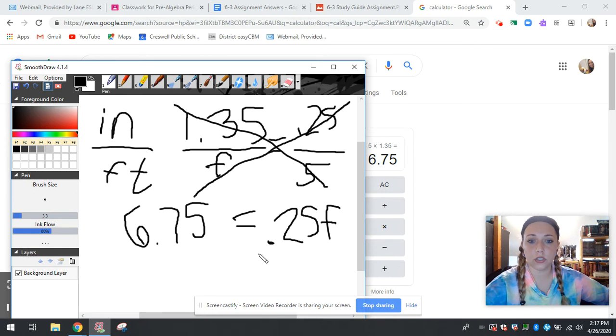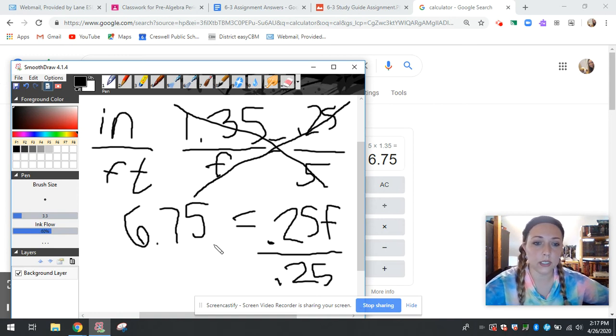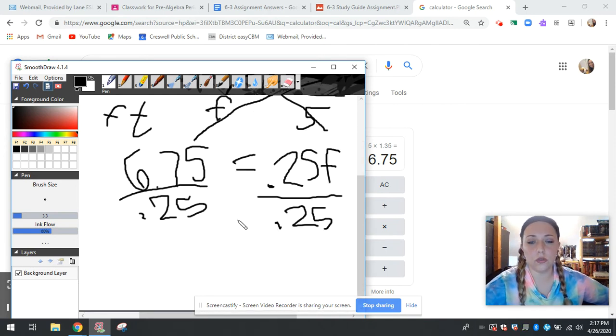Okay, it's attached to the 0.25 by multiplication. We undo multiplication with division. What we do to one side of the equals sign, we have to do to the other side. So we do that to get rid of that number that's attached to the variable. And what we're left with now is just the variable. Good job. We got the variable alone on one side of the equation.